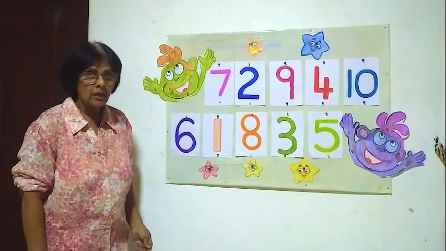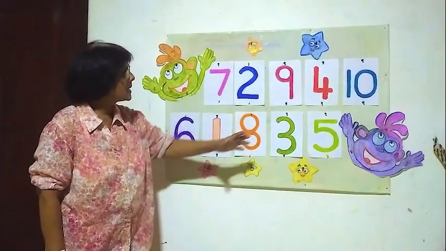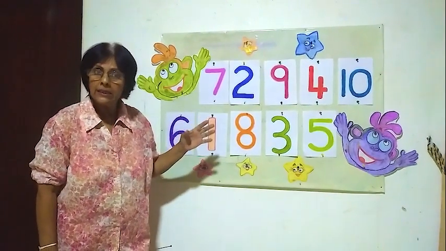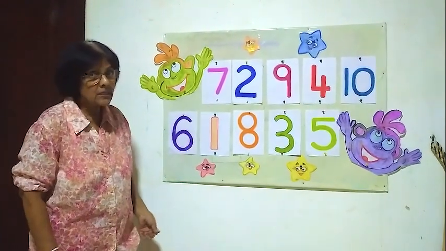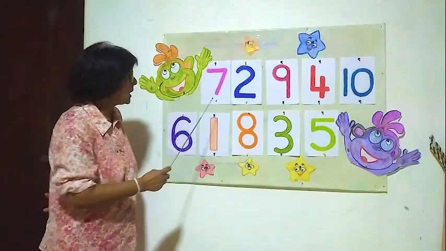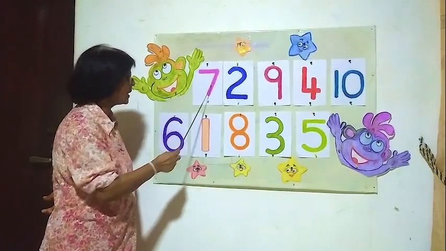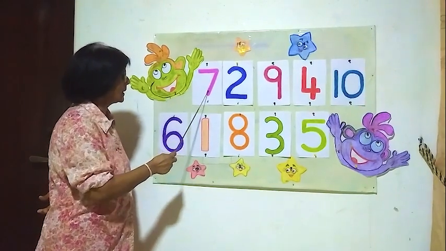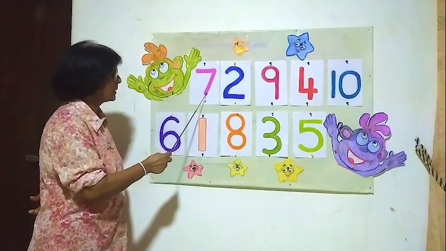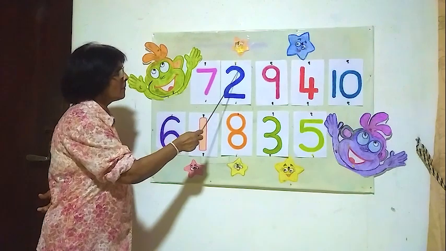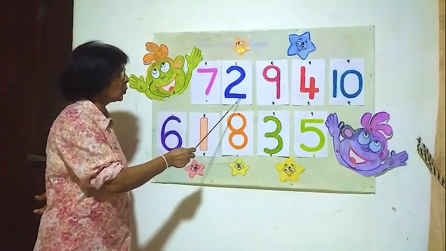Hello children, now these are the 10 numbers that you learned earlier. Now we see the first number is here. What is this number? 7. Here this number 2.